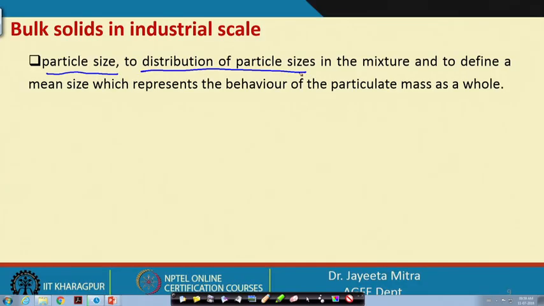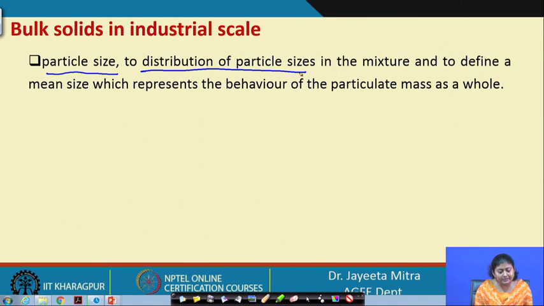So, we need to go from particle size to distribution of particle size in the mixture, and define a mean size which represents the behavior of the particulate mass as a whole. So, we need to develop a mean size out of the whole lot of the bulk sample. We will take this mean size as representative of all the bulk solid and do any kind of analysis, whether we want to analyze the energy requirement for the comminution process, or we want to do any kind of bulk flow modeling.